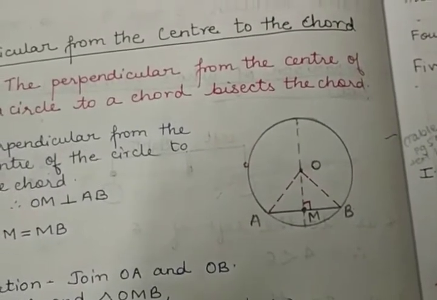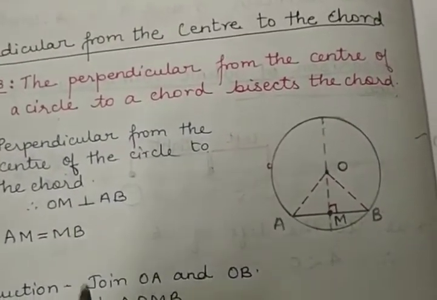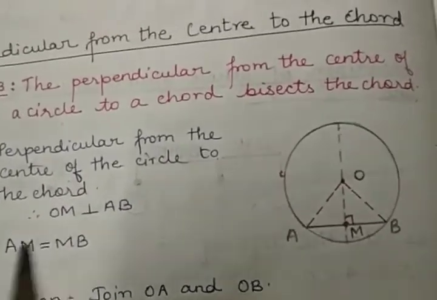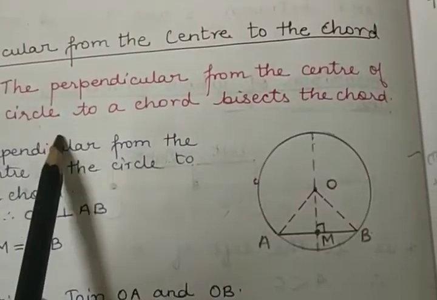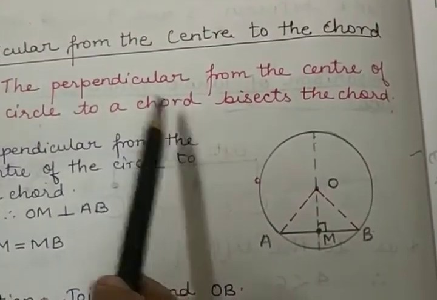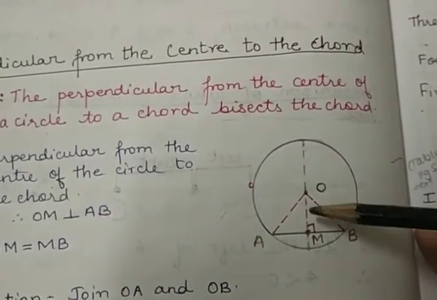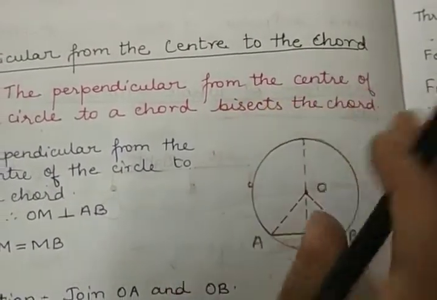So if you look at the statement, first you have to see what is given to you and what you have to prove in the theorem. It is said, the perpendicular from the center of a circle to a chord. It means there is already a perpendicular drawn from the center of a circle to the chord.